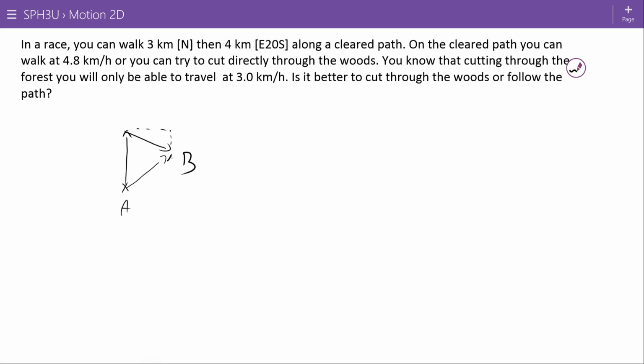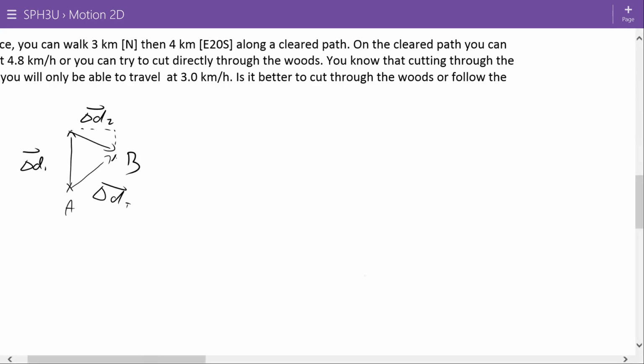If you think about that, then we can view this as delta D1, or your initial displacement, and this as delta D2, your secondary displacement, and then this will be delta D total, or your total displacement if you had gone around. I'm going to work at finding the direct path here first, and then I will use my two speeds to figure out which one is the better route.